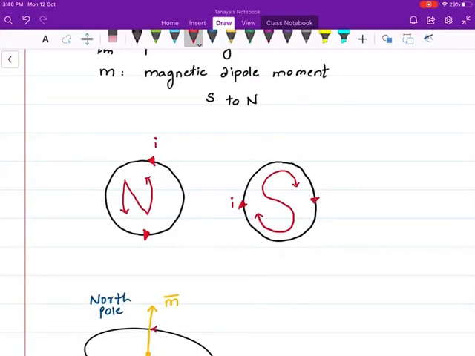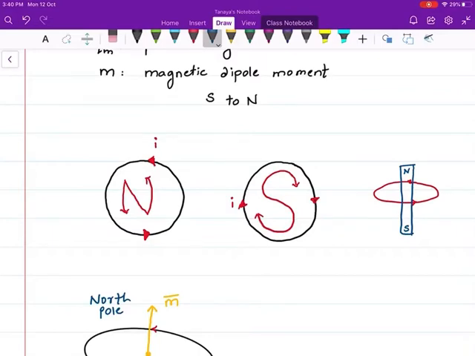Okay, so if I draw this loop of current carrying coil like this, with the direction of the current anti-clockwise, I can say that this acts as a magnet, with north pole at the top and south pole at the bottom. Now how do you remember this? You can use your right hand thumb rule, that if you curl your fingers in the direction of the current, then your direction of the thumb shows the north pole. Okay, so in that way you can remember this.